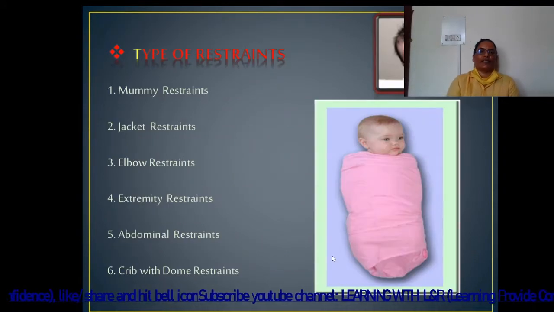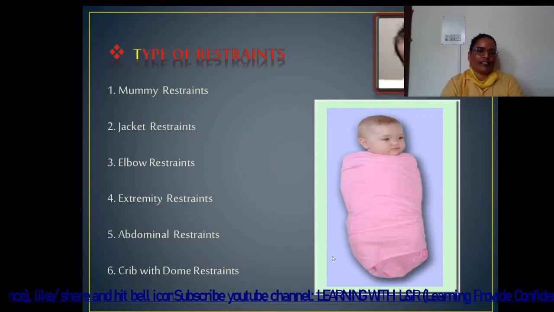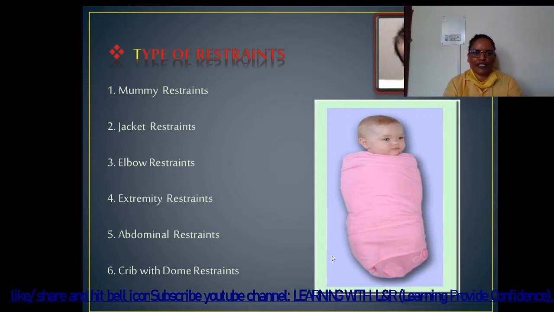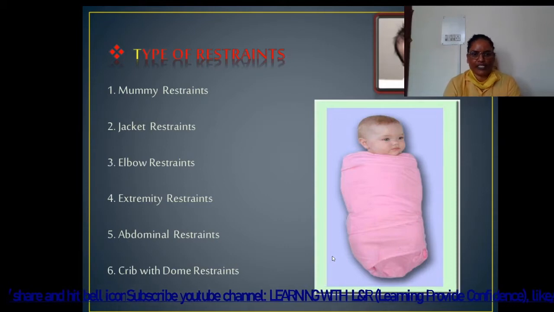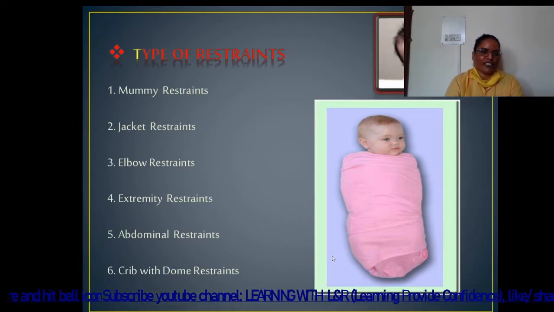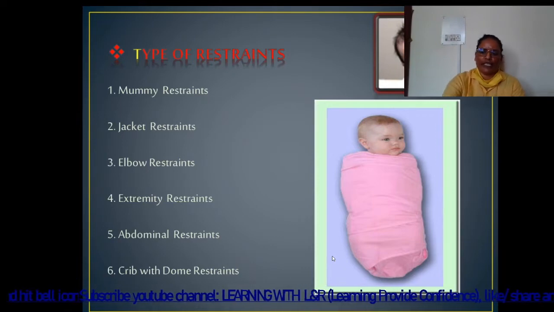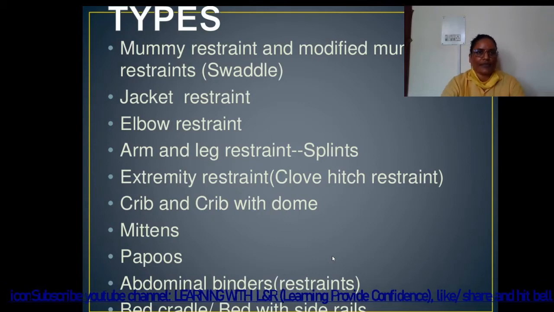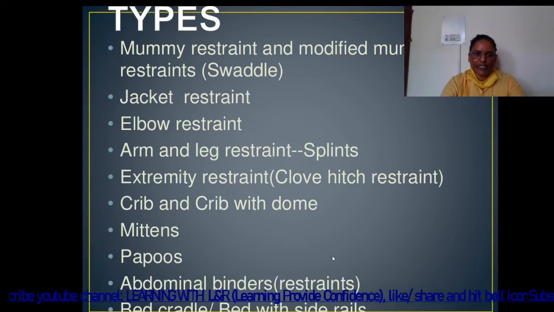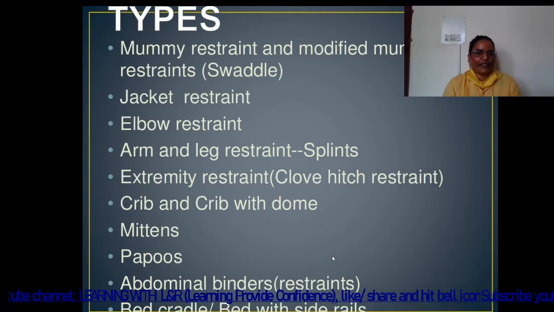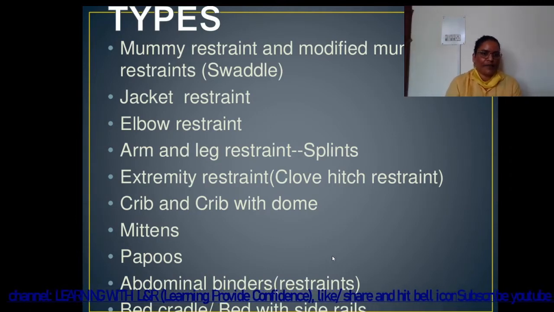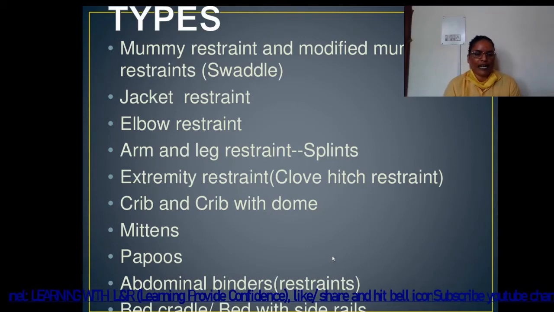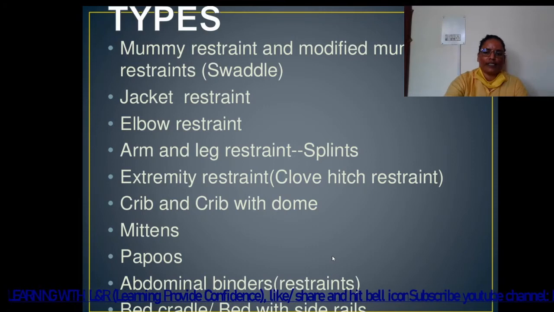Then there are various types of restraints. There are 6 kinds of restraints: mummy restraints, jacket restraints, elbow restraints, extremity restraints, abdominal restraints, and crib with dome restraints. Then the types: mummy restraints and modified mummy restraints, jacket restraints, elbow restraints, arm and leg restraints with the help of slings, extremity restraints with the help of club hitch restraint, crib with dome, mittens, papoose, abdominal binders, and bed cradle or bed with side rails.